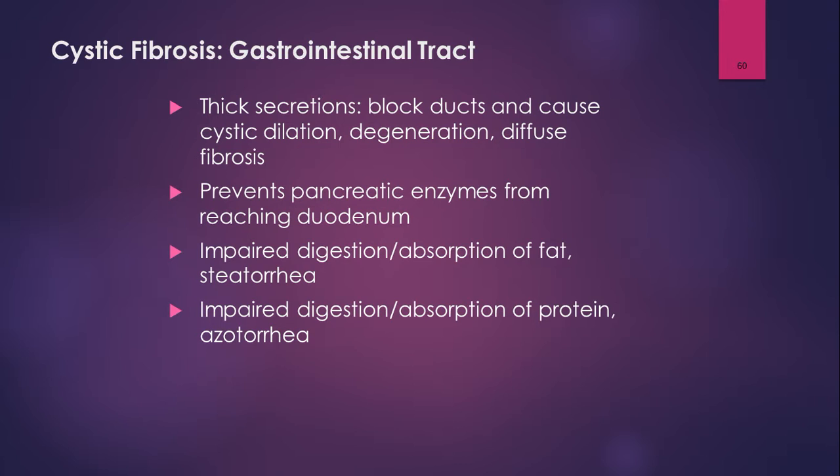In the GI tract, thick secretions block ducts and cause cystic dilation, degeneration, and diffuse fibrosis. This prevents pancreatic enzymes from reaching the duodenum. Impaired digestion and absorption of fat occurs, leading to steatorrhea. Impaired digestion and absorption of protein leads to azotorrhea.